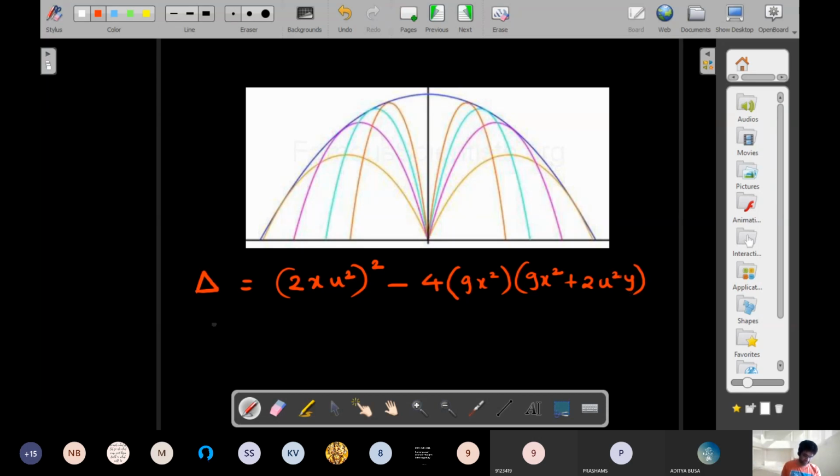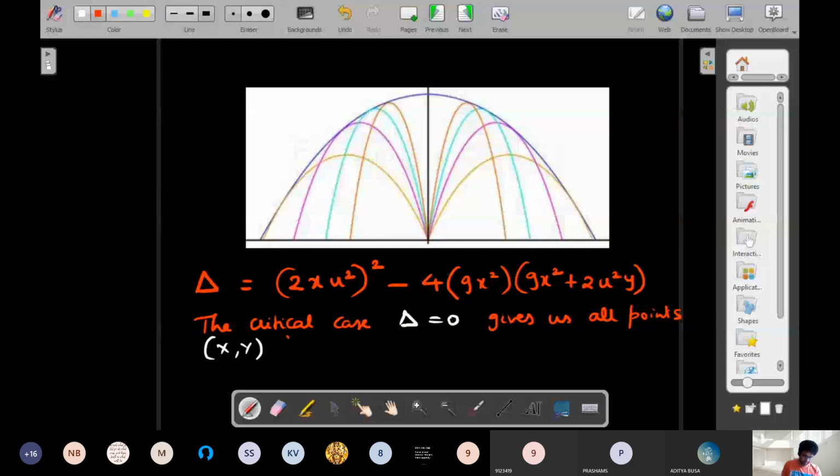So the critical case of delta equal to 0 gives us all points where (x, y) lie on the curve. What I mean is, let's take the collection of all points. Look at the figure now. This point, this point, this one. Many are there. I couldn't draw them all, I ran out of colors. So you could keep drawing.